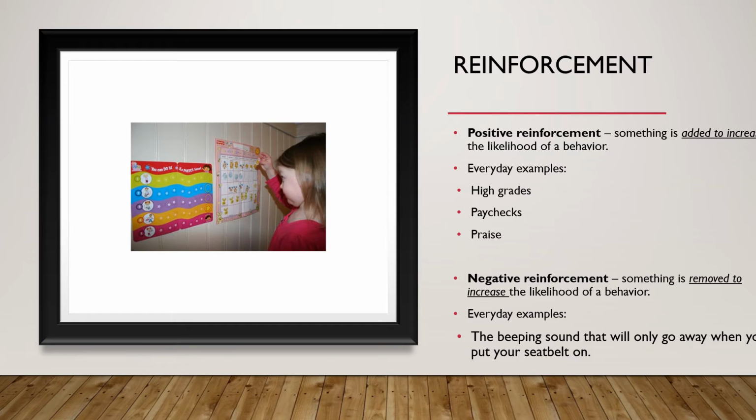Then we have negative reinforcement, and this is where something is removed to increase the likelihood of behavior. So when you get in your car and you have that beeping sound, or whatever sound your car makes whenever you don't have your seatbelt on, you then put your seatbelt on to do what? To remove the beeping sound, right? Or when you have a headache and you take Advil or Tylenol, whatever you take, you have learned that that pill is going to remove the headache. It's negatively reinforcing, so that the next time you have a headache, you're going to take a pill.